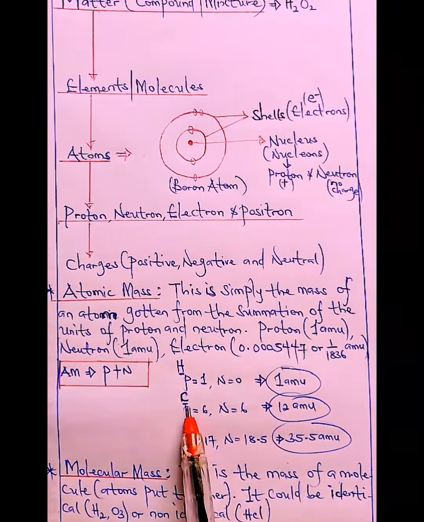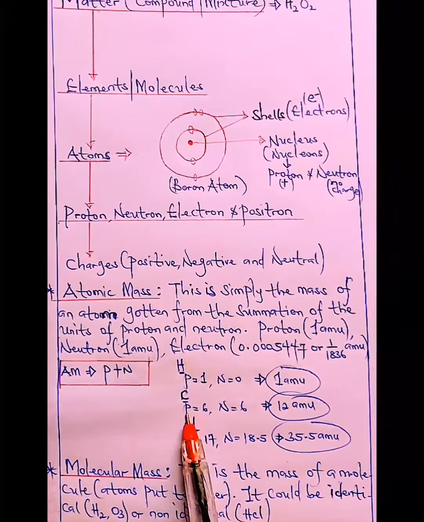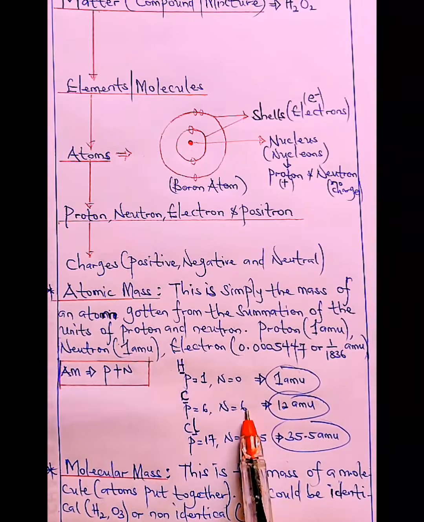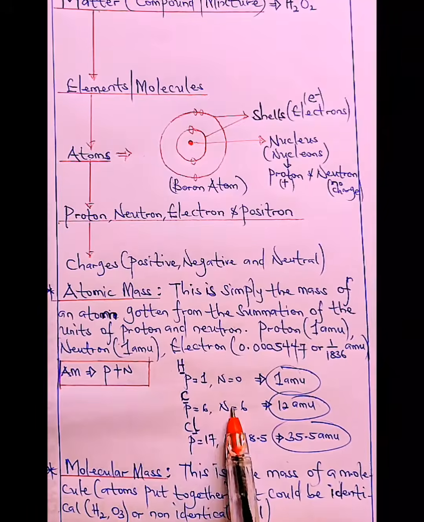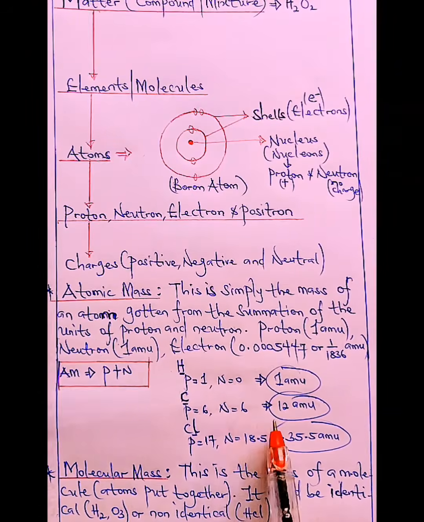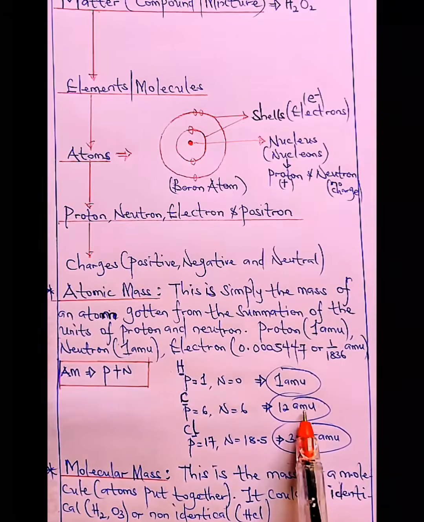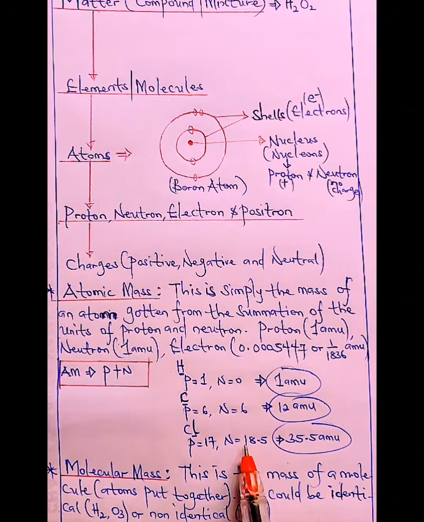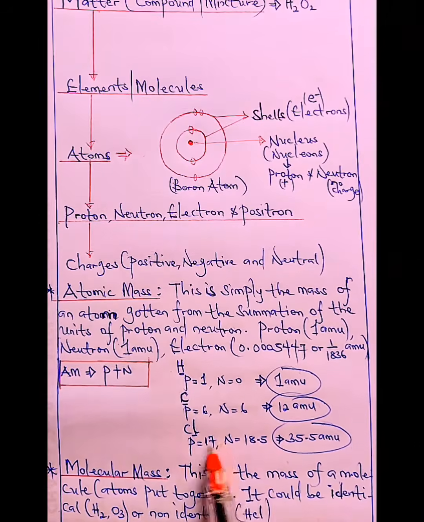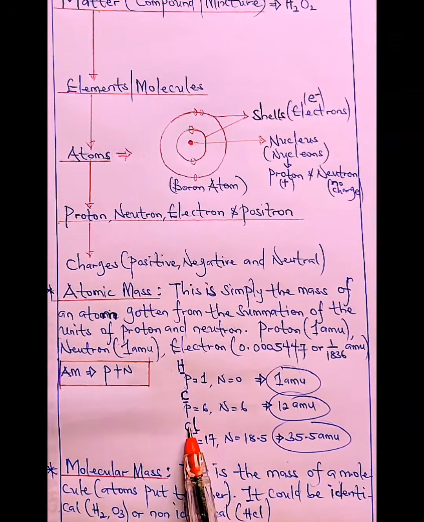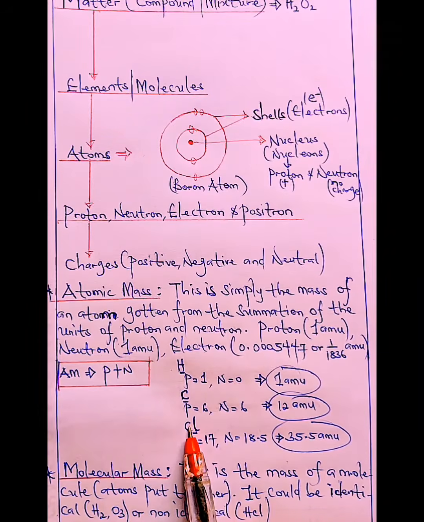Now let's look at carbon. This is a carbon-12 atom. Carbon has 6 protons, that is 6 atomic mass units for proton, and 6 neutrons. So altogether, for a reference point, carbon has 12 atomic mass units. Now for chlorine, we have 17 protons and 18.5 neutrons. Altogether, we have 35.5 atomic mass units for chlorine. Don't forget, we're talking about the heaviness, the mass of an atom. So don't forget this: proton and neutron.